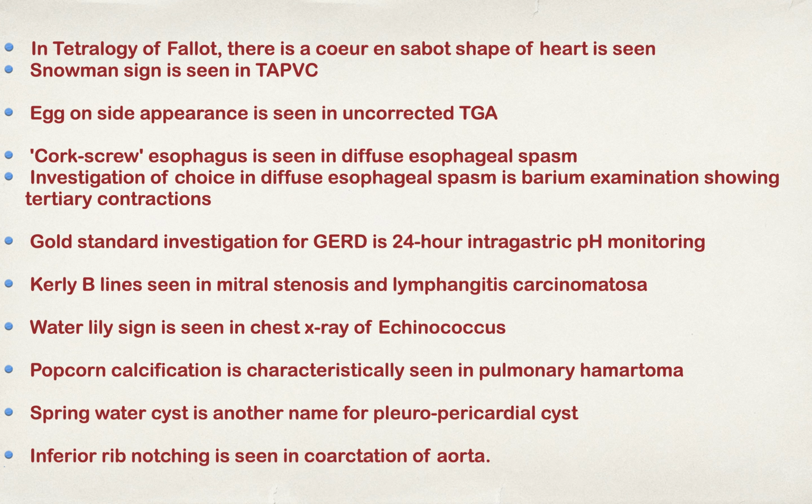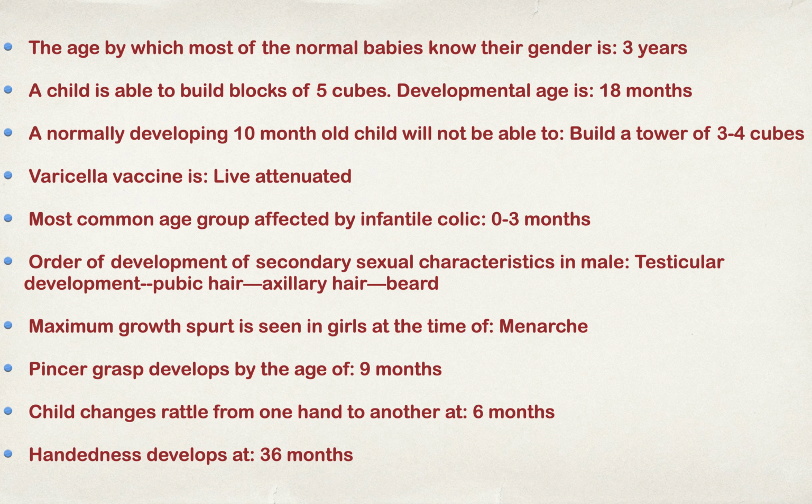Spring water cyst is another name for pleuropericardial cyst. Many of them are confused in this and they get the question wrong. So, remember this. Inferior rib notching is seen in coarctation of aorta. So, very important. Now, age by which most normal babies know their gender is 3 years.